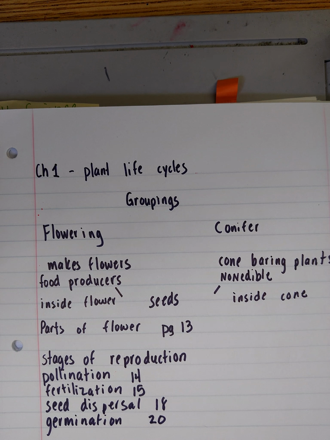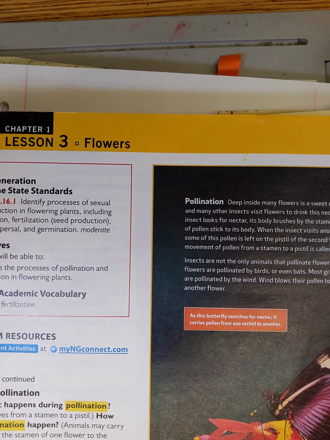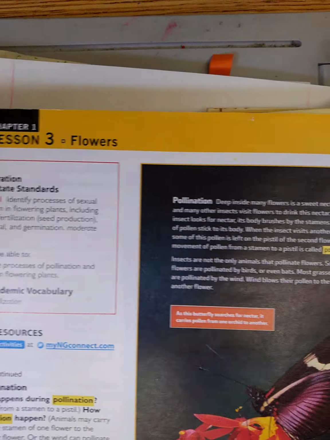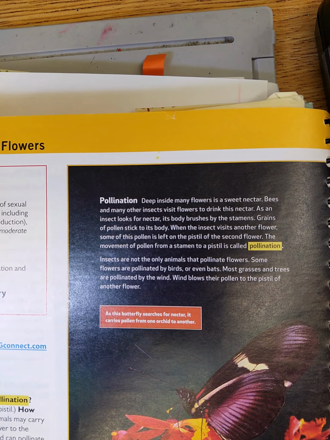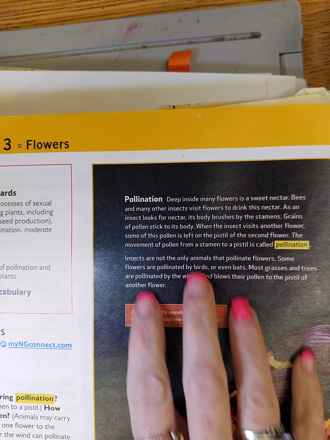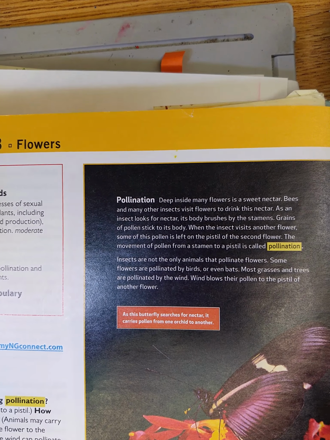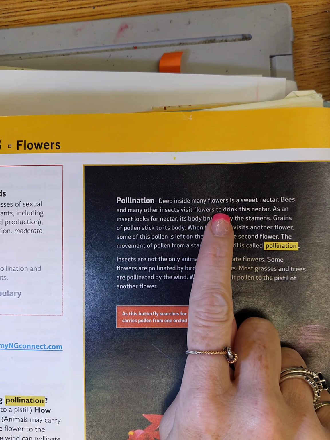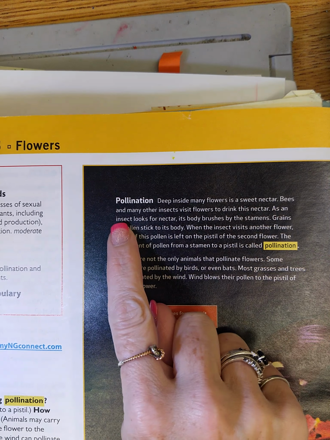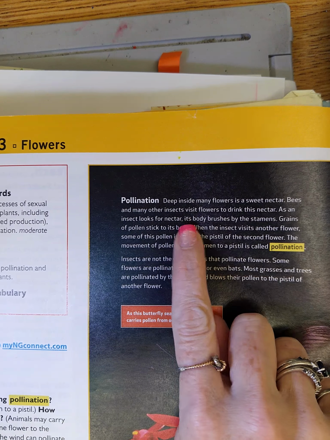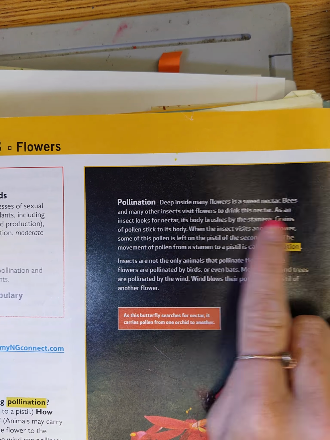So let me go to page 14, and I will put the text underneath there so you can see it. And this one's going to be a little bit hard to do. Here we go. So this is the page where the information is housed about pollination. Deep inside many flowers is a sweet nectar. Bees and many other insects visit flowers to drink their nectar.